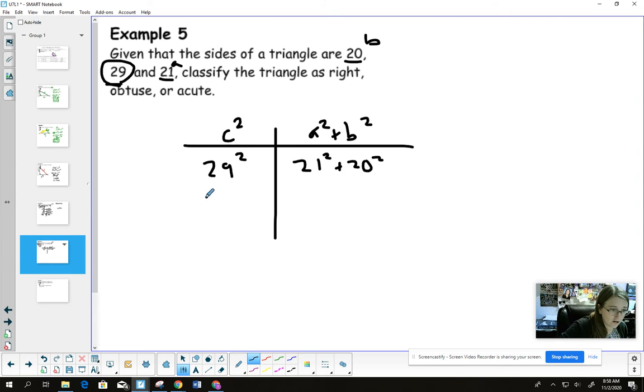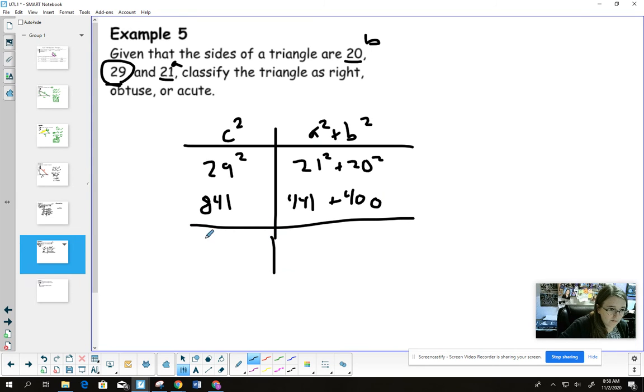So 29 squared is 841. 21 squared is 441. And 20 squared is 400. And let's go ahead and get this one more step. We've got 841 over here. That only took us one step.